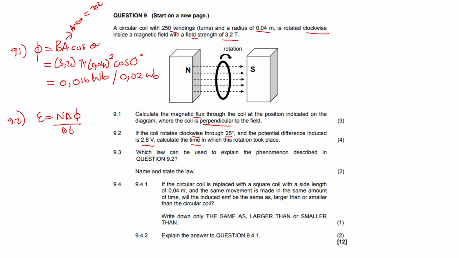Okay, so we have the potential difference, which is 2.8. That's the E. We have our number of windings or turns. So it's negative 250. And we now have a coil that's rotating through 25 degrees. So they want the change in our magnetic flux, right? So we have 0.016 that we've just got, and we have cos of 25, and we're going to subtract 0.016 cos of 0 degrees. And we're going to divide that by our time, that is going to be our unknown.